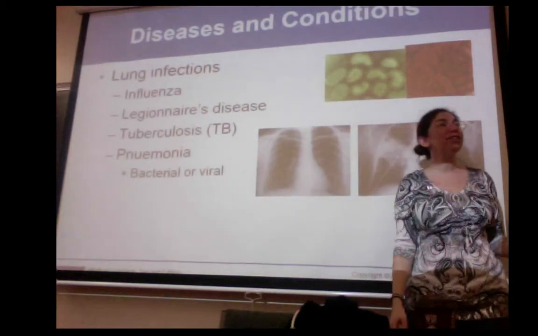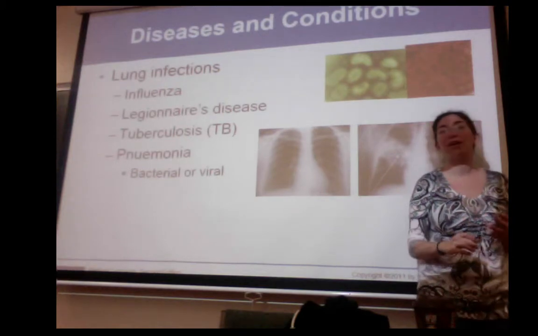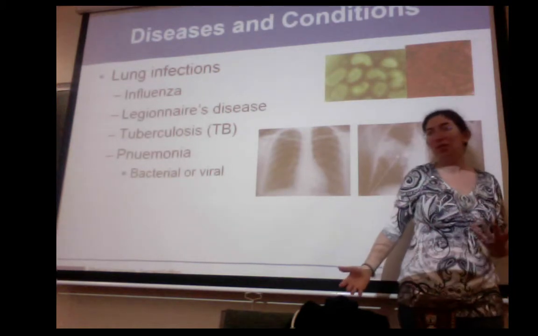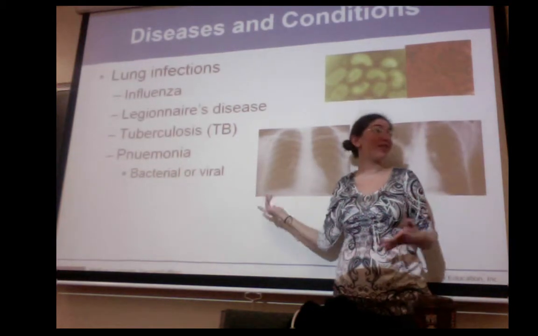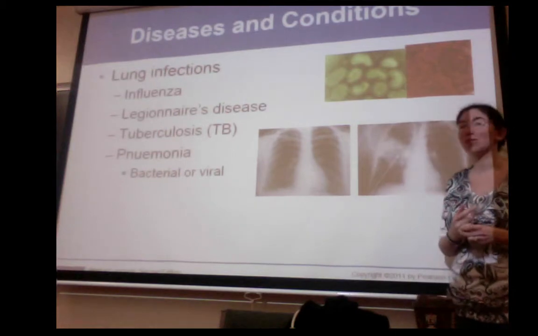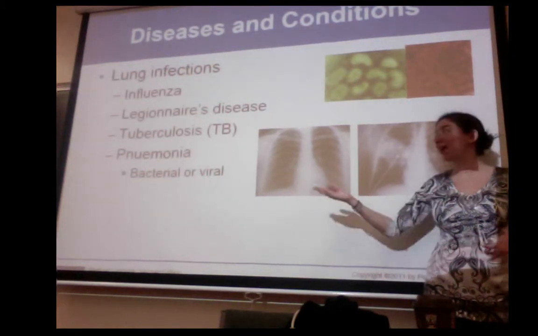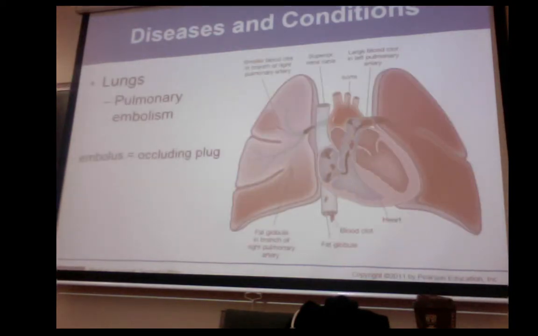Pneumonia is a serious infection of the lungs. It can be caused by a bacteria or it can be caused by a virus. There's double pneumonia, single pneumonia, walking pneumonia. The book talks about all these different types of pneumonia. You don't need to know that for the test. I'm not going to ask you the difference between them. But you should know that it's an infection of the lungs that can be caused by either a bacteria or a virus.